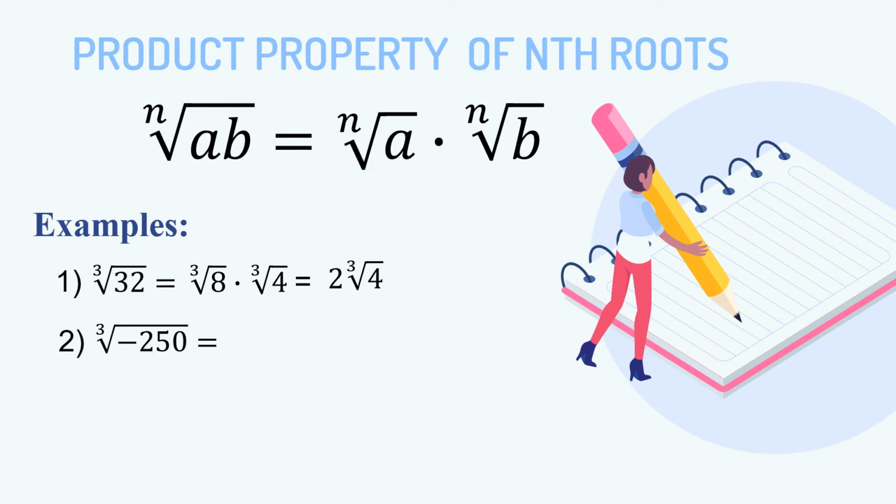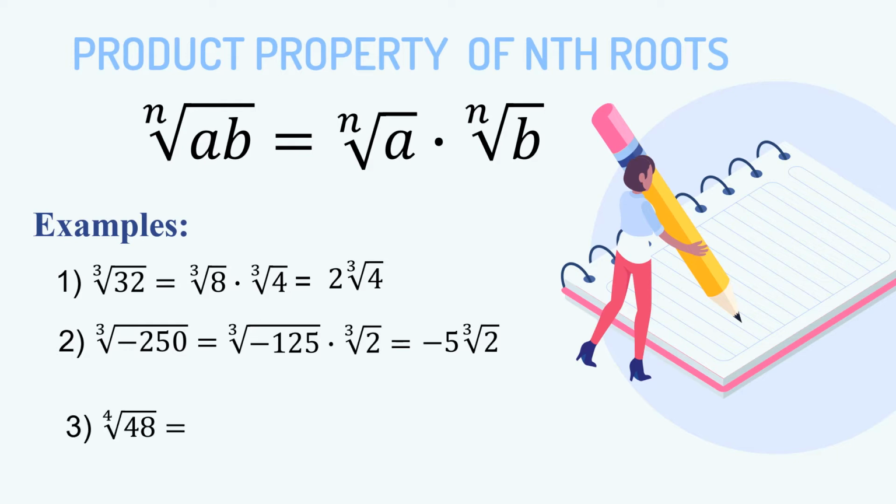Let's see another example. The cubic root of negative 250. Negative 250 can be expressed as negative 125 times 2, and the cubic root of negative 125 will be exact because negative 125 is a perfect cube. So using the product property, this becomes the cubic root of negative 125 times the cubic root of 2. The cubic root of negative 125 is negative 5, and the final answer is negative 5 cubic root of 2.